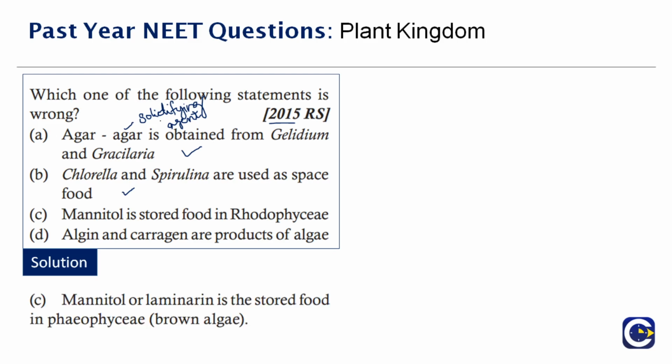Therefore the correct answer is option C. This is a wrong statement here. Mannitol or laminarin are the stored food present in Phaeophyceae, brown algae. So when I say Rhodophyceae, it belongs to red algae. That is why statement C becomes wrong here.